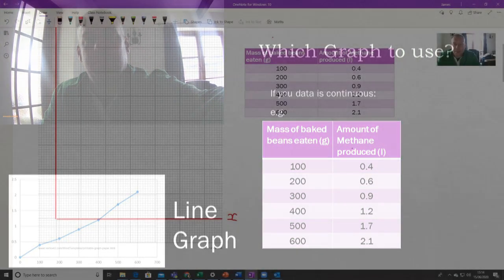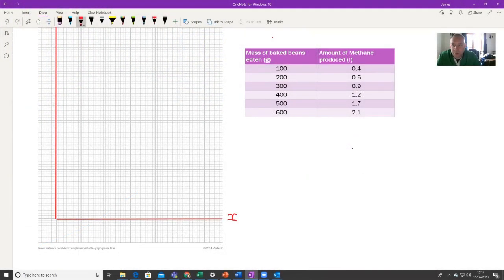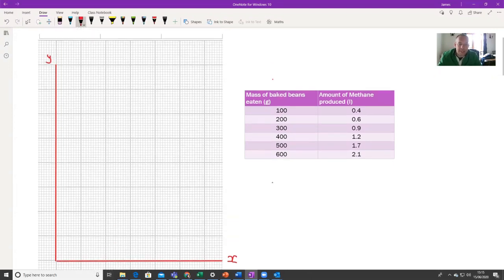Okay, so here is my data that I showed you in the previous slide. I've got my mass of baked beans, and again I've got my amount of methane produced. So let's talk about setting this up in a graph and how we can do this successfully, because in terms of common entrance or Key Stage 3, there's usually 4 or 5 marks available for this. So it's heavily weighted towards knowing how to do these graphs. So let's have a look at this. I'm doing this on OneNote because it's easy for me to explain and to draw.